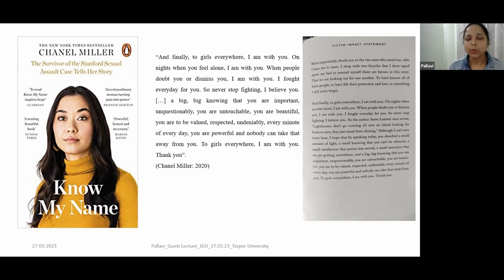"A big, big knowing that you are important, unquestionable. You are untouchable, you are beautiful, you are to be valued, respected, undeniably, every minute of every day. You are powerful and nobody can take that away from you. To girls everywhere, I'm with you."